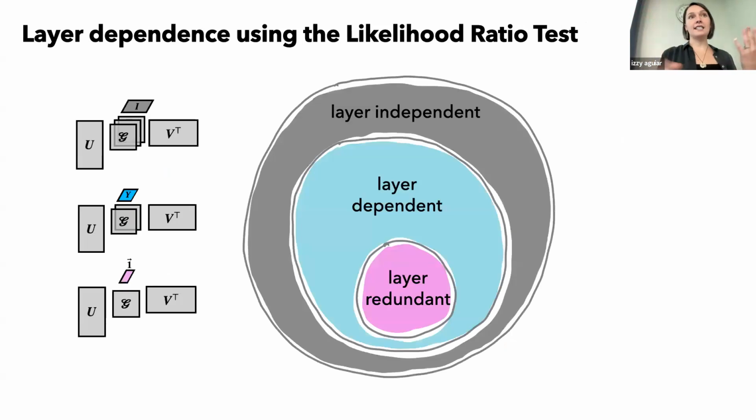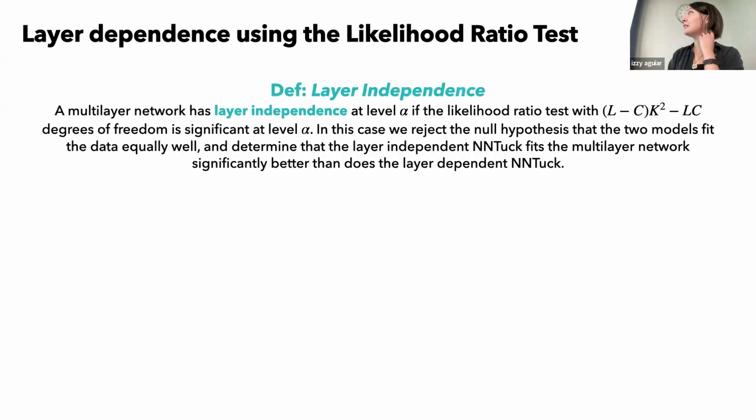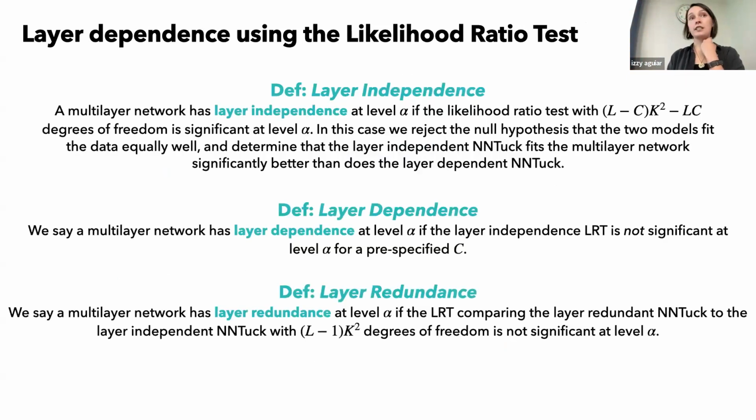And so that gives us a great way to approach this using a likelihood ratio test, by comparing these hypotheses of whether this multi-layer network that we're observing was drawn from a redundant, an independent, or a dependent model with this number of degrees of freedom. So we have all of these different definitions for different layer dependence tests. This is great. And in an application, all of the observations that we've made from the likelihood ratio test have corresponded to using this test AUC.